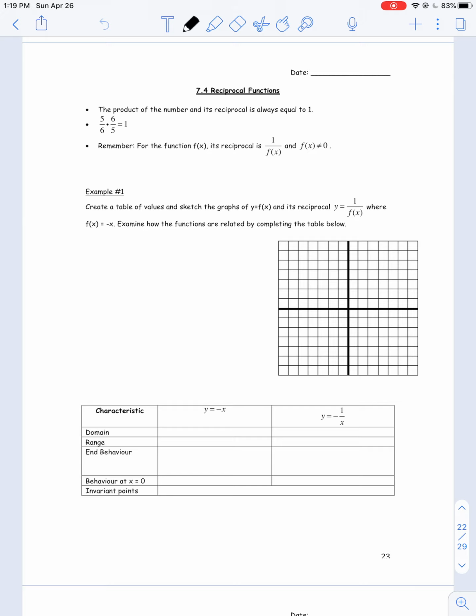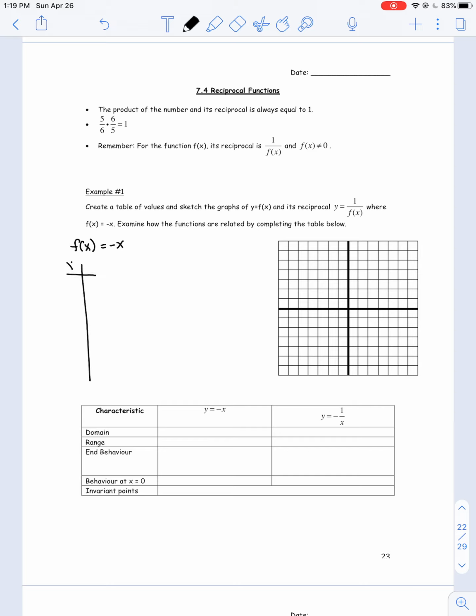And then a reciprocal function is where you go 1 over the function, in this case right here. The bottom, the denominator, is not allowed to be equal to 0. Example number 1, we're going to create a table of values for the function f of x. And they're giving us that f of x is equal to negative x.